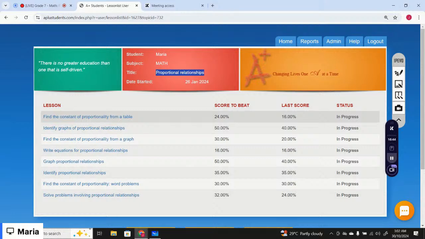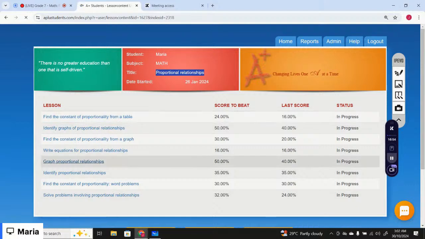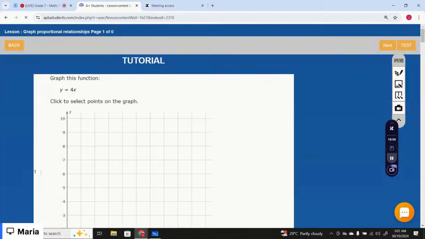Here I am on grade 7 math. The chapter we're on right now is proportional relationships. Start with the lesson that is graph proportional relationships. Graph the function y equals 4x.